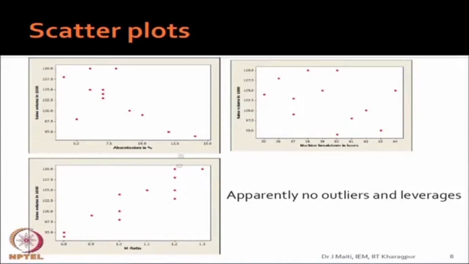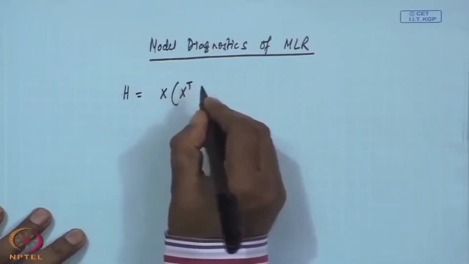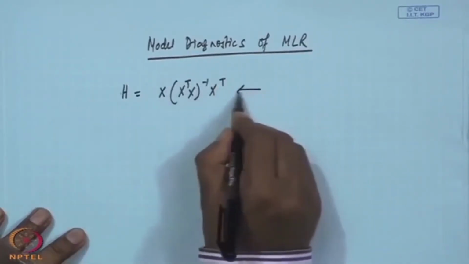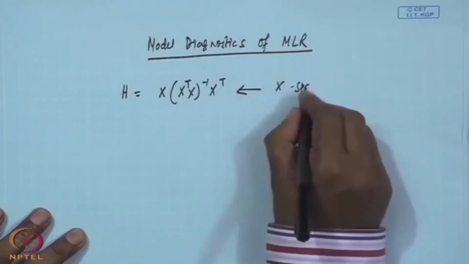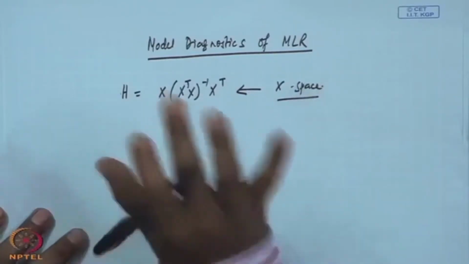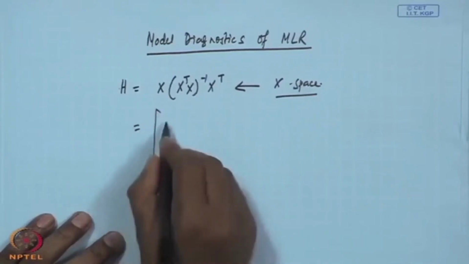Okay. By seeing a scatter plot, it is not always possible to find out whether there are outliers or leverages. So, in order to identify leverage points, you have to understand the hat matrix. I think we described the hat matrix in part 1. This is the hat matrix. Ultimately this is all related to X space. When you are talking about leverages, it is related to the space created by the X matrix.